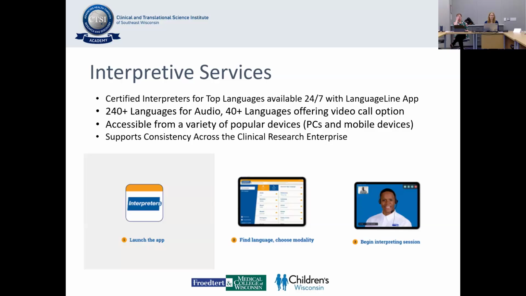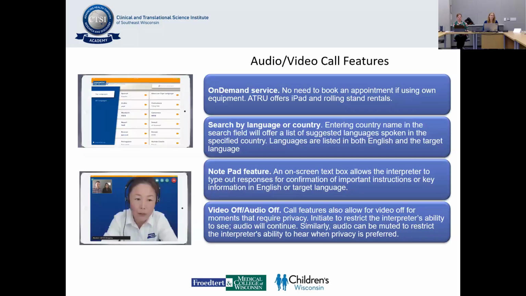As I mentioned earlier, 240 languages are available for audio. A good number of those most frequently used languages are also available for that video call option, so over 40 of those. And then accessible from a variety of devices. And Froedtert also uses this in conjunction with other interpretive avenues for their staff. So this does help spread consistency across our institutions and our research enterprises. For the audio and video call features, there's just a few things I wanted to point out that make this a really ideal situation.